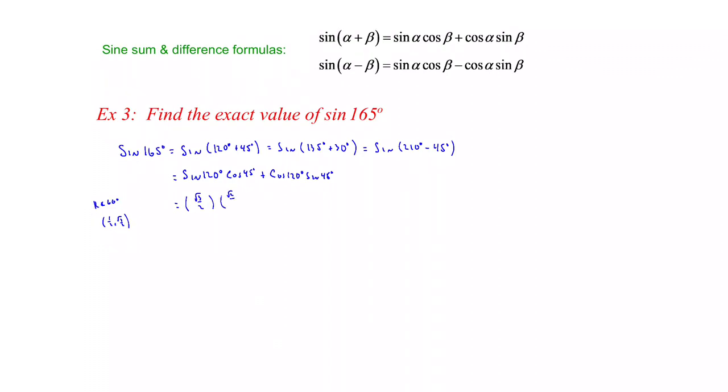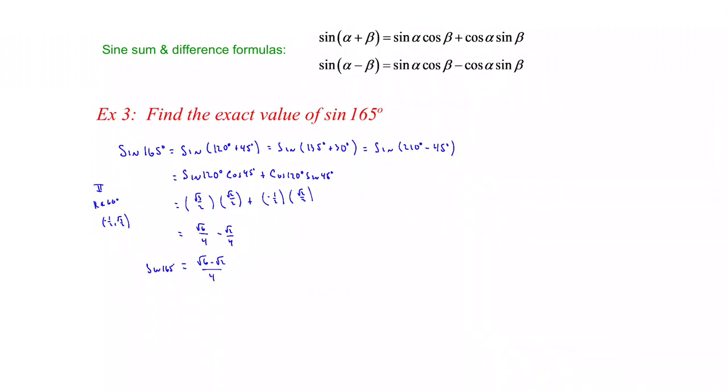Cosine of 45 is square root of 2 over 2. Cosine of 120, because you are in the second quadrant, is negative 1/2. And sine of 45 is square root of 2 over 2. Multiply those together, you get square root of 6 over 2 minus square root of 2 over 4. And so it's square root of 6 over 4, not 2, which is equal to the square root of 6 minus the square root of 2 all over 4.